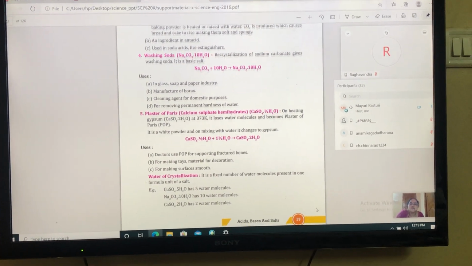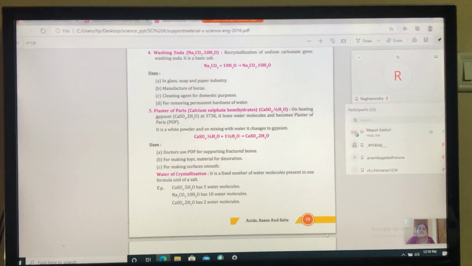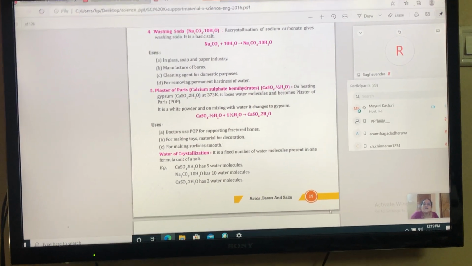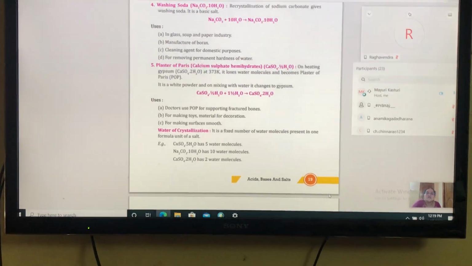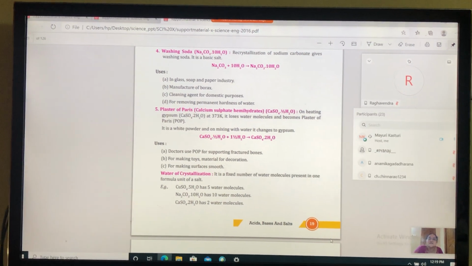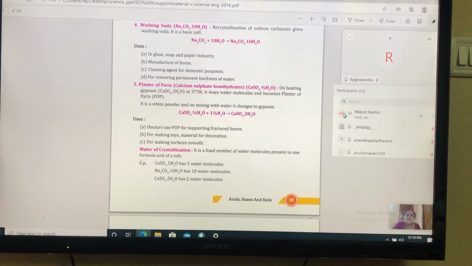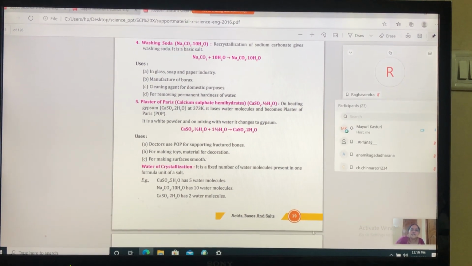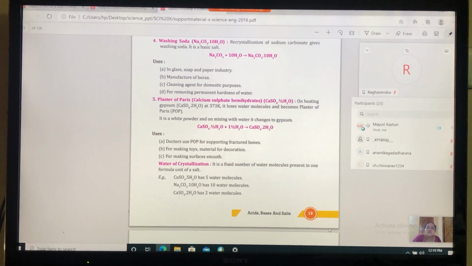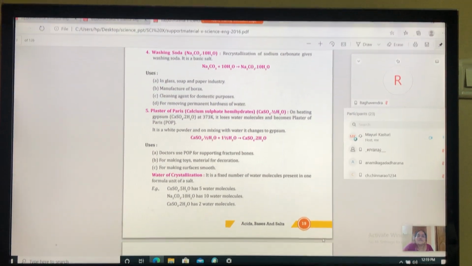Now the last topic is water of crystallization. What is water of crystallization? It is a fixed number of water molecules present in one formula unit of a salt. Here are 3 examples. CuSO4.5H2O, copper sulfate, blue color, has 5 water molecules. Second, sodium carbonate, Na2CO3.10H2O, has 10 water molecules. Now gypsum, calcium sulfate, CaSO4.2H2O, has 2 water molecules. This is water of crystallization.